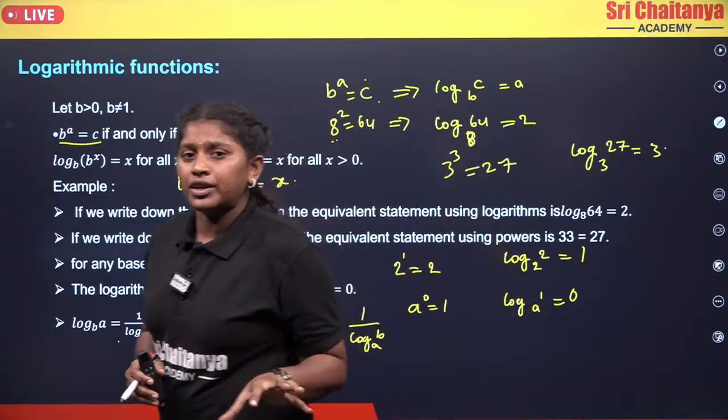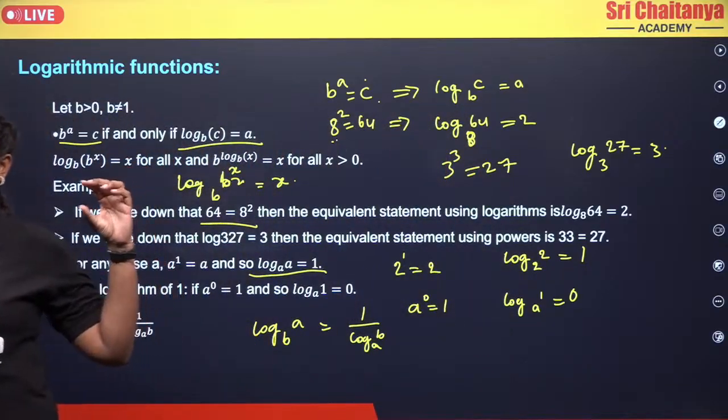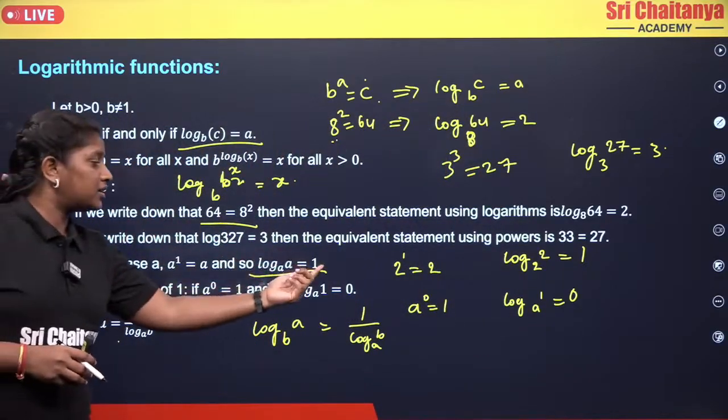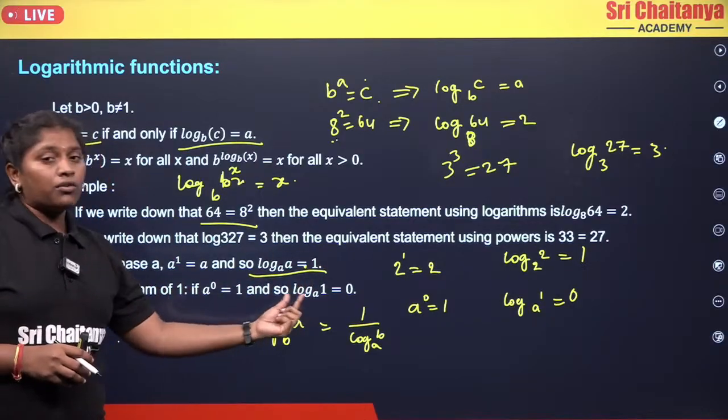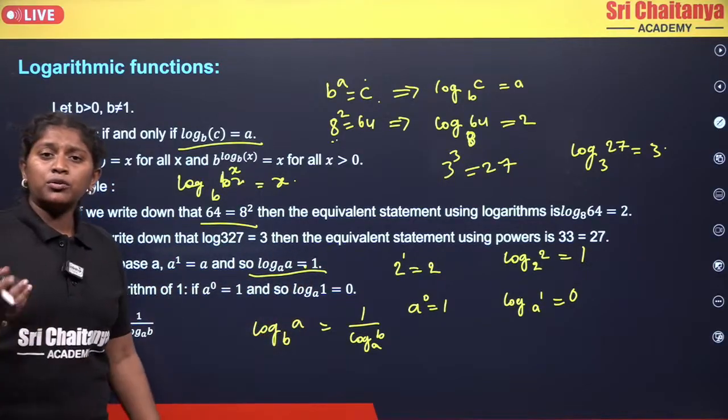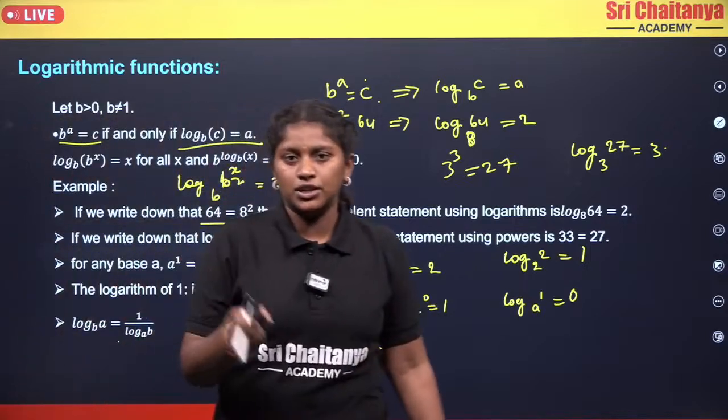Now coming to the next, you can take that log a to the base a. It is not only for a. If you have the same base and the same value, then you will get the value 1. Coming to here, log 1 to the base a. It means log 1 to any base will give you 0.